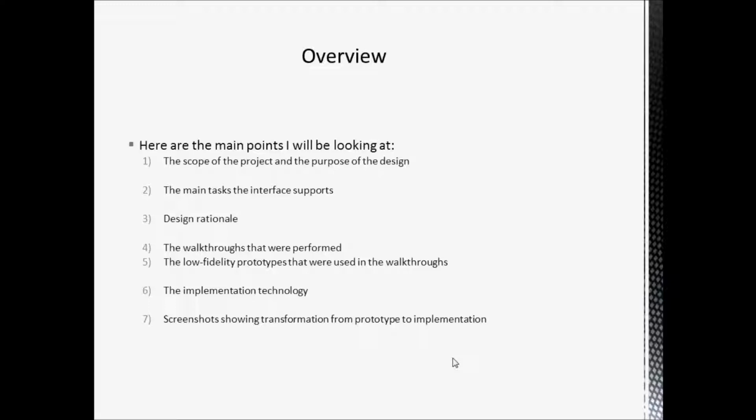The main points I will be looking at here are the scope of the project and the purpose of my design, the main tasks which are supported by the interface, and the design rationale I followed during this process. Next, I will be looking at the walkthroughs that I performed with low fidelity prototypes in order to evaluate the interface. I will also be discussing the implementation technology I used, and finally I will show some screenshots which will illustrate the transformation from a simple sketch prototype to an actual functional prototype.